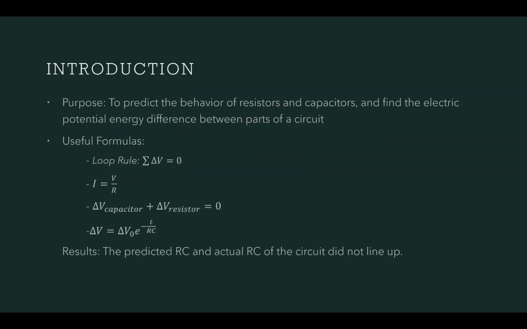Lab 4. The purpose of this lab was to predict the behavior of resistors and capacitors and find the electric potential energy difference between parts of a circuit. The useful formulas included the loop rule, Ohm's law in the form I equals V over R, the change in voltage of a capacitor plus the change in voltage of a resistor equals 0, and the change in voltage equals initial voltage times e raised to the negative of time over RC. The results were that my predicted RC and actual RC of the circuit didn't line up.